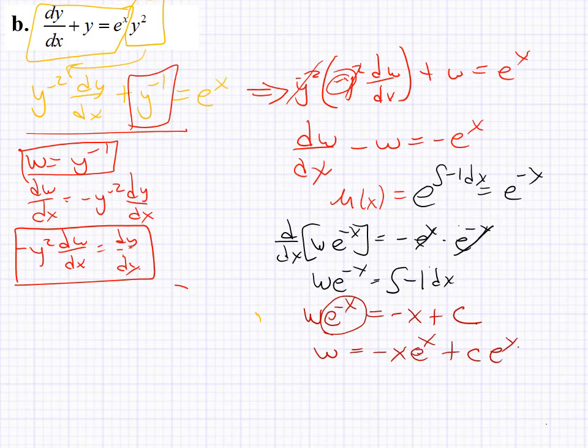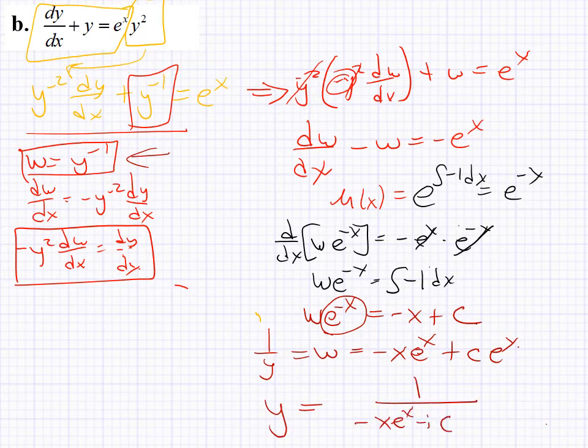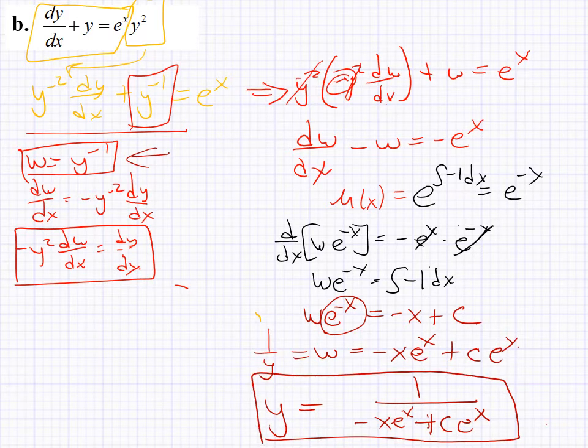Again, our substitution was all the way back here. So this is what 1 over y equals, or if we wanted to, we could say y equals 1 over negative x e to the x plus c e to the x. And there's the solution to your Bernoulli equation.